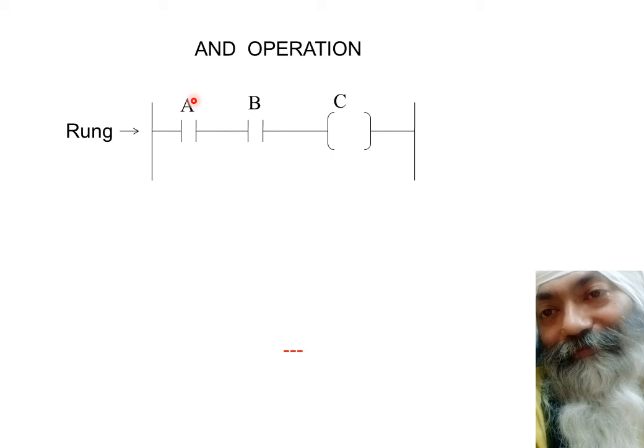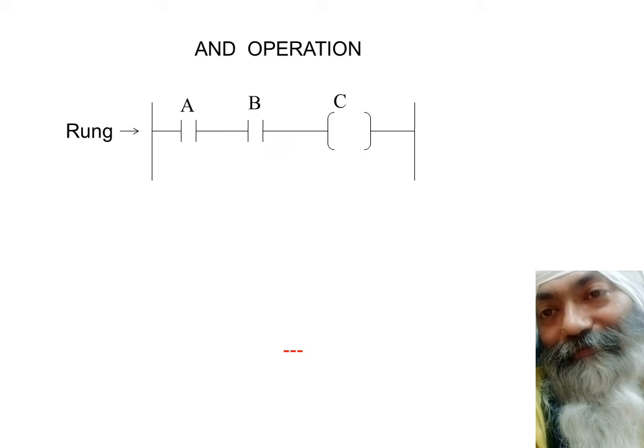Any other condition, say A is 0, B is 0. If A is 0, this is false. B is 0, this is true because this is NC. I'm just saying, imagine it's NC. In that case, this is false over here and true over here. Power will not flow, it's in series, and C will not get energized.